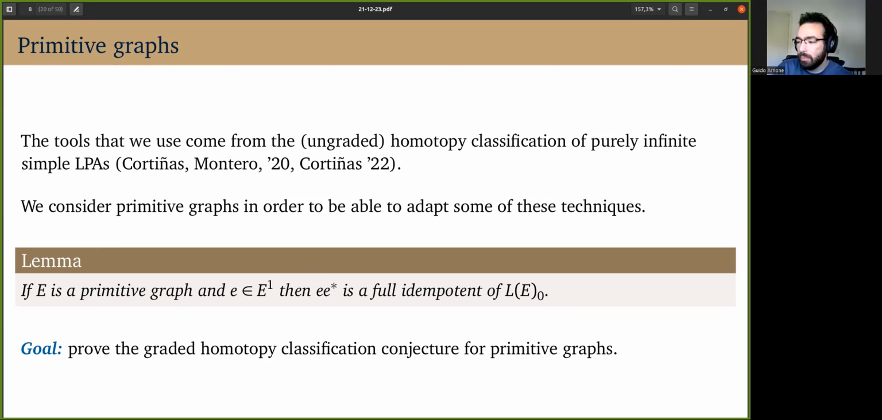And this is actually something we use, and that in the ungraded case, every idempotent is full if your algebra is purely infinite simple. So that was for free, but here the conjecture is for all graphs. So to adapt the tools, we had the necessity for some simplicity assumption. And well, as I was saying, the goal will be to prove this graded homotopy classification conjecture for primitive graphs.